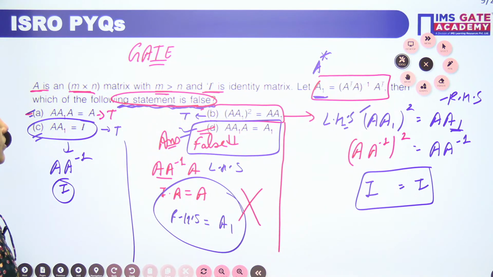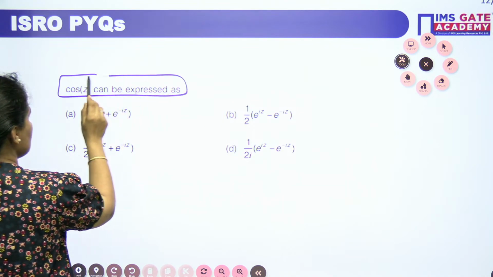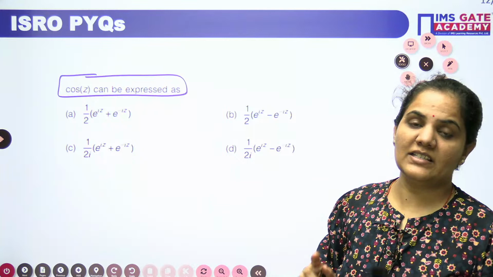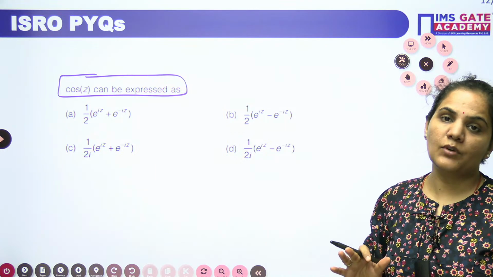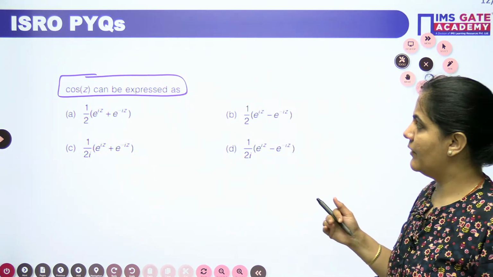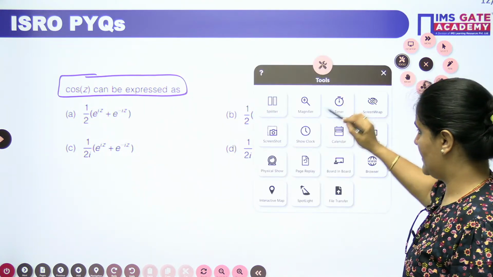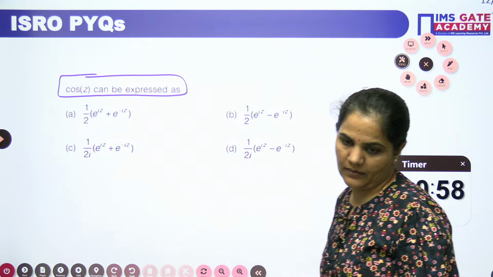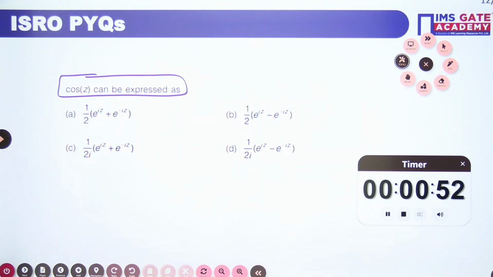All right, now let's go for the next one. This is a simple thing. Cos z can be expressed as options are given to us. This is a question from the basics of complex variables. We need to identify how cos z can be written in the given options. As the options are available, it is a very simple question we can understand by putting the values. You can try the question, a very simple question of complex variable.